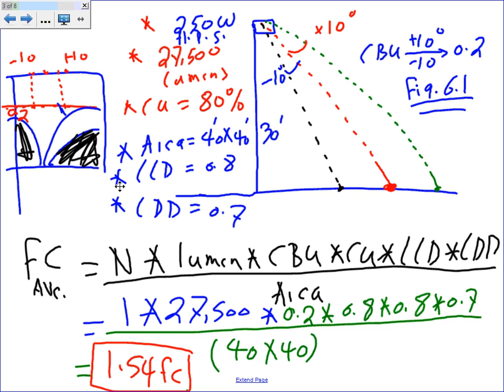CU is given by the manufacturer, right? Well, on the test it will be given by me, but it's given by the manufacturer for the fixture. Okay, that's the only thing I want from this floodlight. Any questions, guys? At the end of this chapter, they do a floodlight on a billboard, and there's a lot of angle calculation.